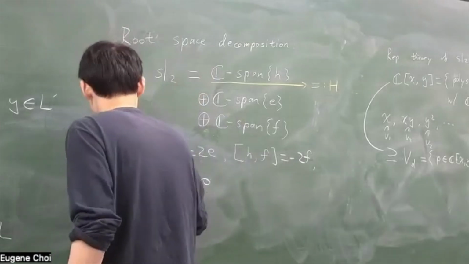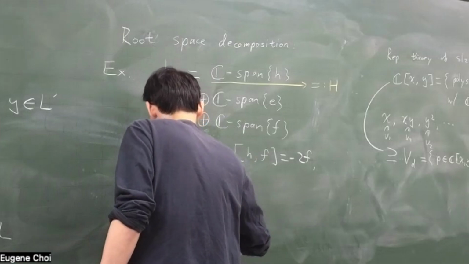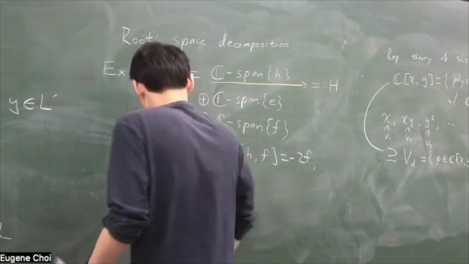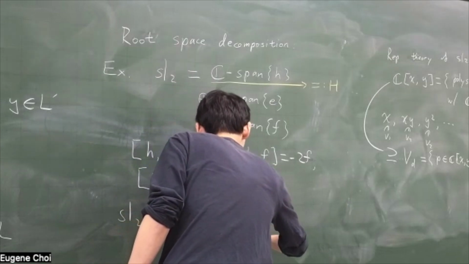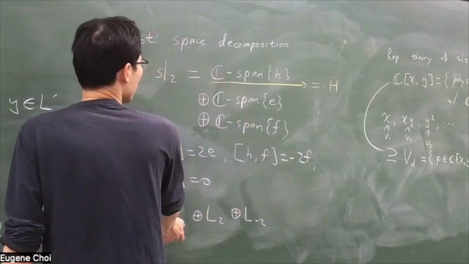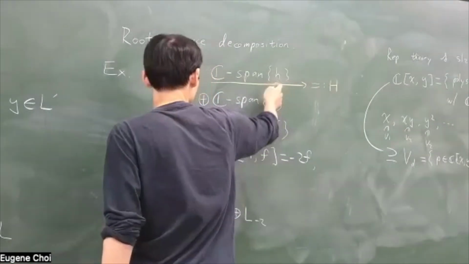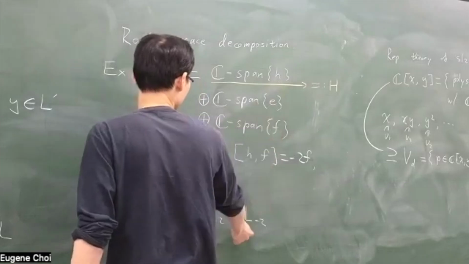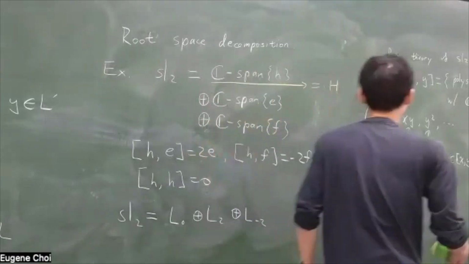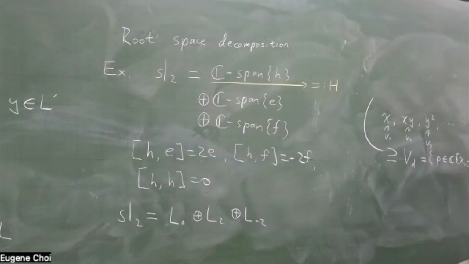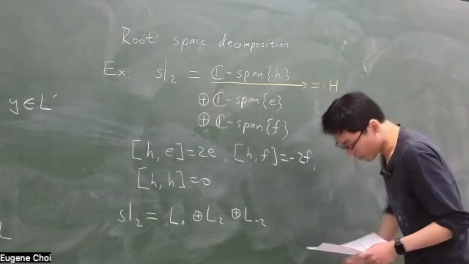So we just write it this way, I'll just use L: L0 plus L2 plus L minus 2. This L0 stands for the space spanned by H, L2 is the span of E, and L minus 2 is the span of F, given by the coefficients here.